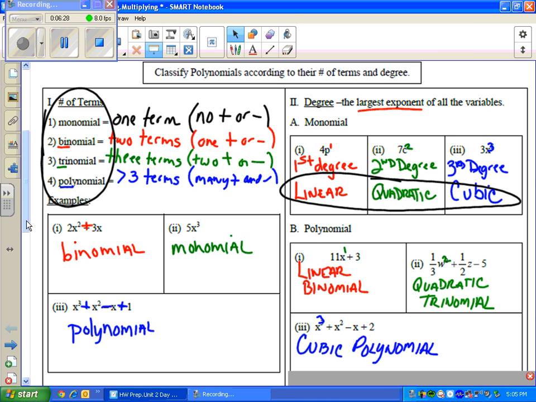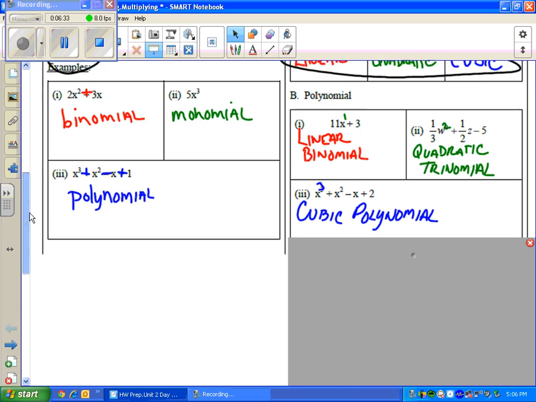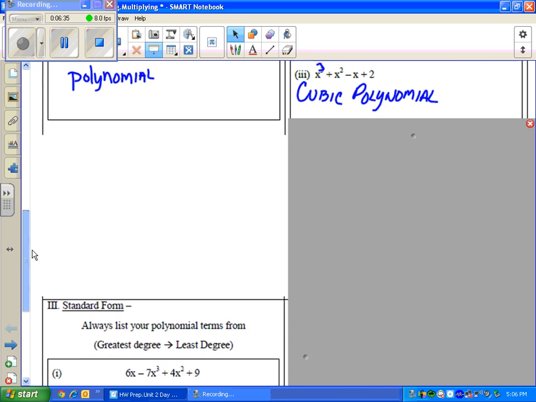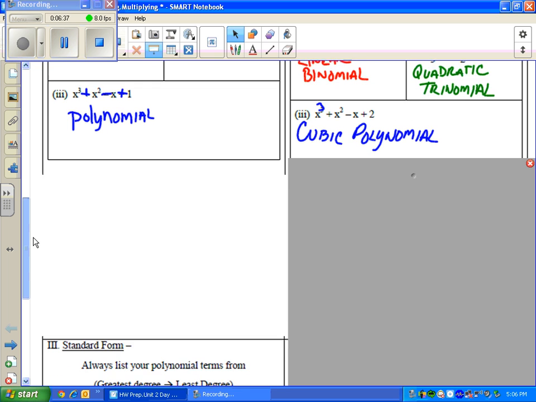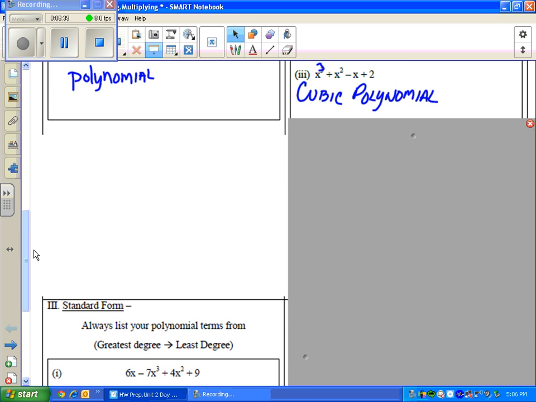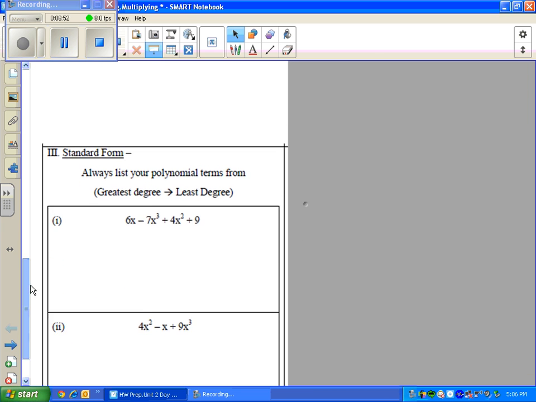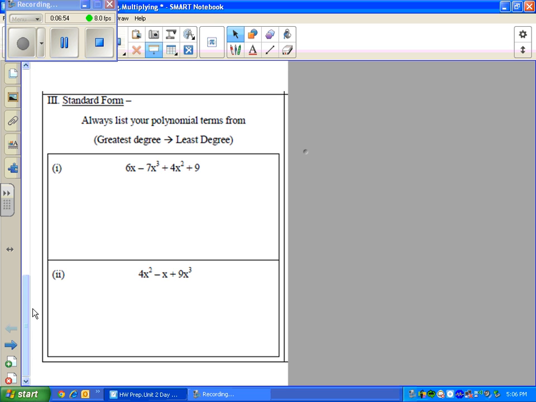Okay, all right. Let's go down and talk a little bit about standard form. You can copy this down for me as well. It basically says always list your polynomial terms from the greatest degree to the least degree. So what that means is sometimes these terms are going to be jumbled up. Copy down these 2 examples.